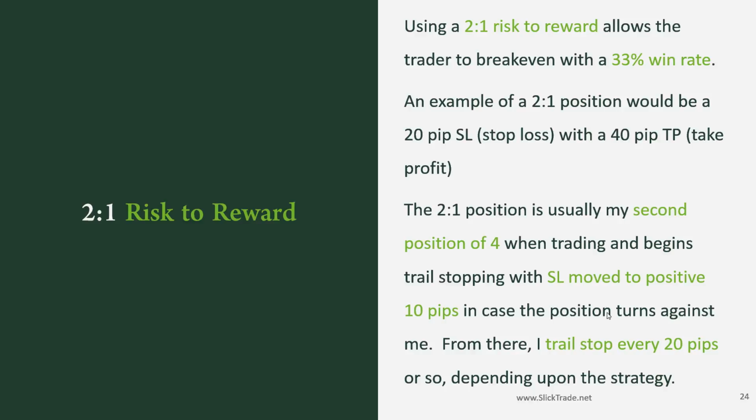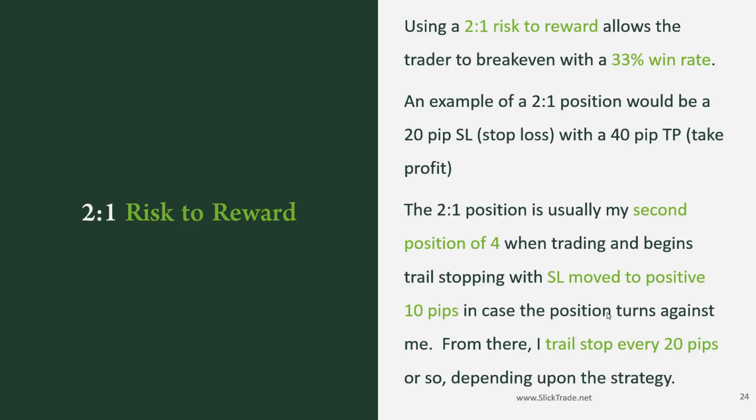The 2-to-1 position is usually my second position of 4, and most of the time I begin trail stopping this after a positive 10 pips has been reached, okay? So if the position turns against me, all right, it reaches a break-even point, okay? And from there, if the position continues in my favor, I'm going to trail stop it approximately every 20 pips or so.